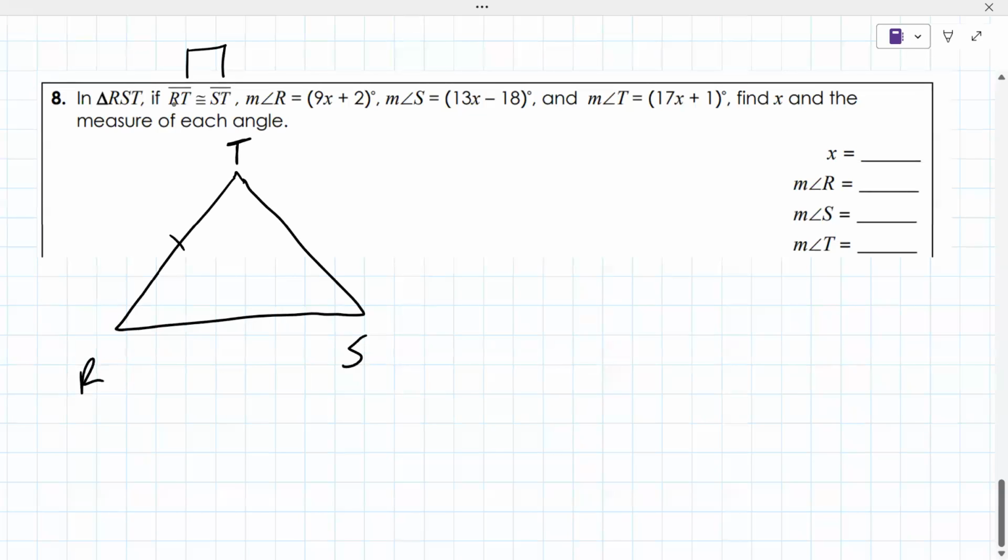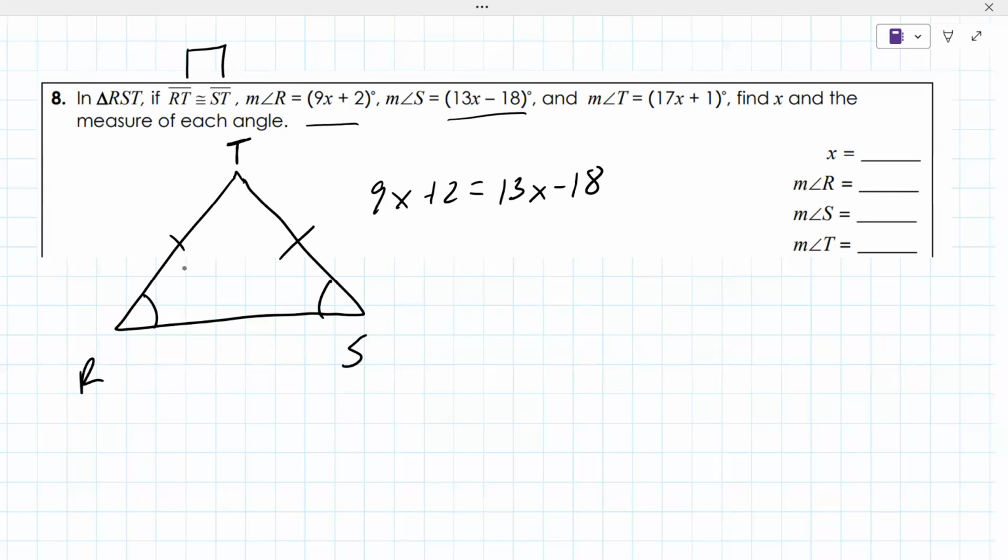Do you know that these are congruent? Those two sides are congruent. That's what RT congruent to ST is. And then you see what else you're given. Now, we know that angle R is congruent to angle S. Same sides, same angles. That's where you set the two equations equal to each other. 9x plus 2 equals 13x minus 18. So just like the previous problem, you've got to solve for x, but this time there'll be more work to do. So first get that x value for us, and then we'll work through the rest of the problem.